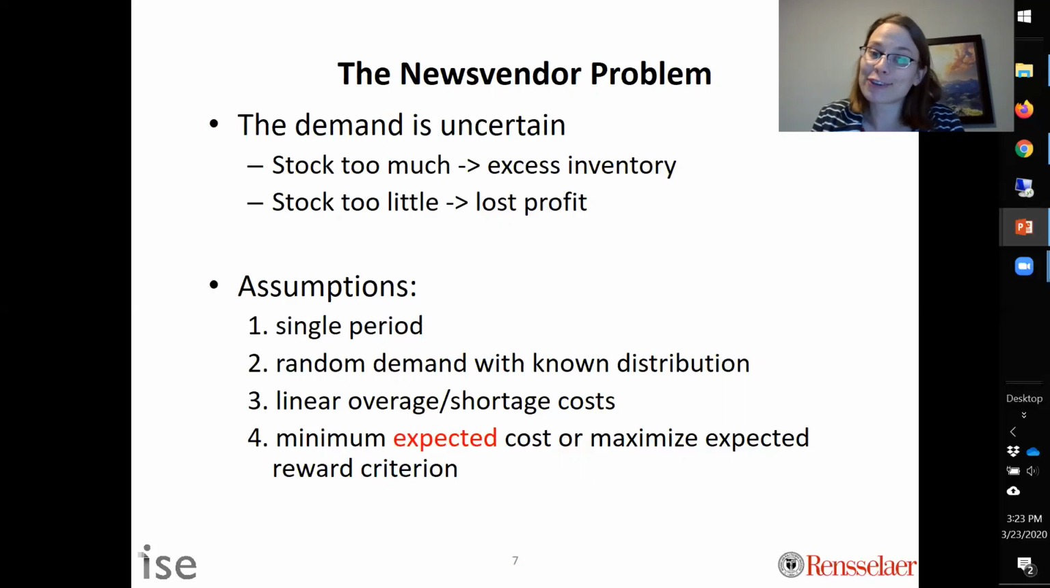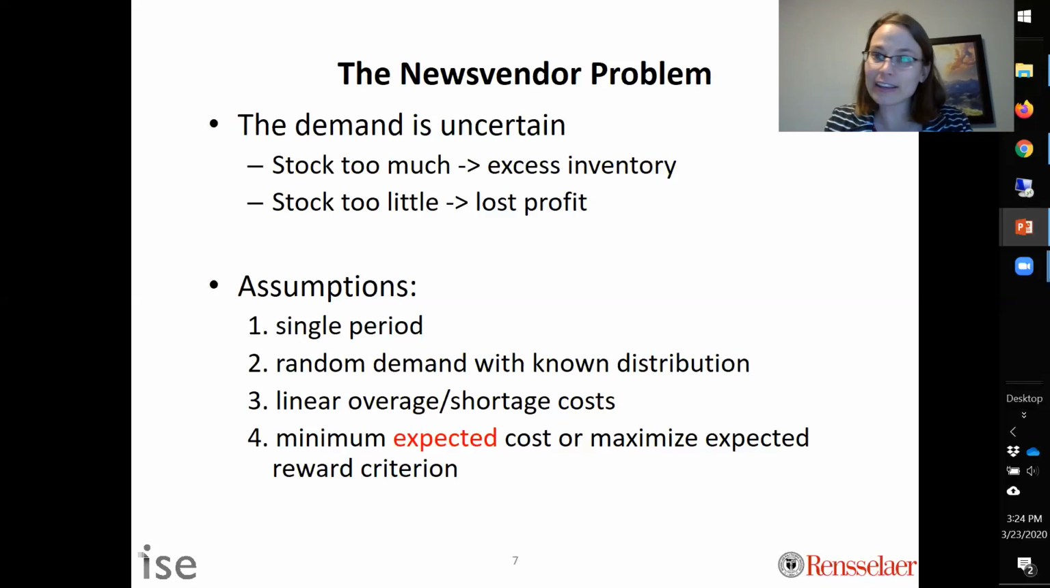Again, we have overage and underage costs, but one of the assumptions we're making is that there's linear overage and underage costs. What that means is if I'm under by 1 unit, or if I'm under by 2 units, there's a linear cost to that. So there's a per unit cost of being over by 1, 2 would be twice as much, 3 would be 3 times as much, and so forth. And so that's an assumption you make to set Q star that may or may not fit depending on your application. And then the goal is that we're trying to minimize an expected cost or maximize an expected reward.